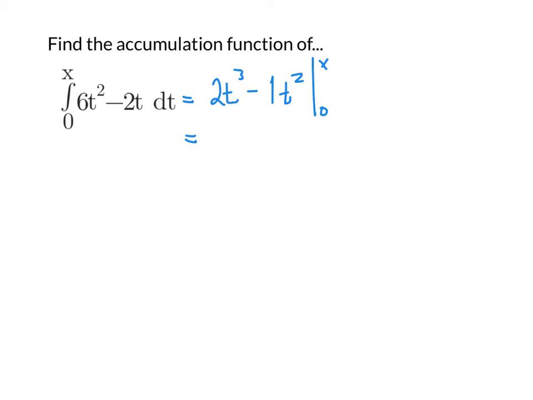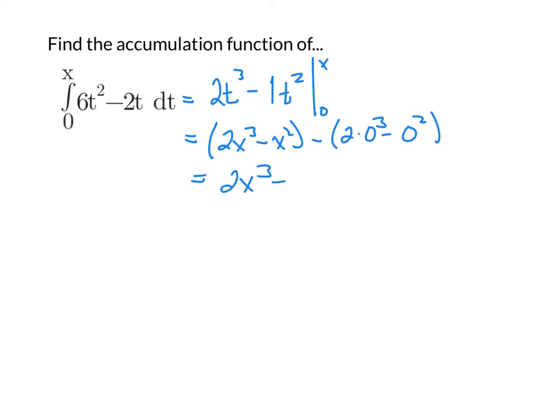So just plugging things in. First I'll plug in x, 2x to the third minus x squared. And then I'll plug in 0. 2 times 0 to the third minus 0 squared, which of course is 0. And we're left with 2x cubed minus x squared. So our accumulation function, f of x, is equal to 2x to the third minus x squared.